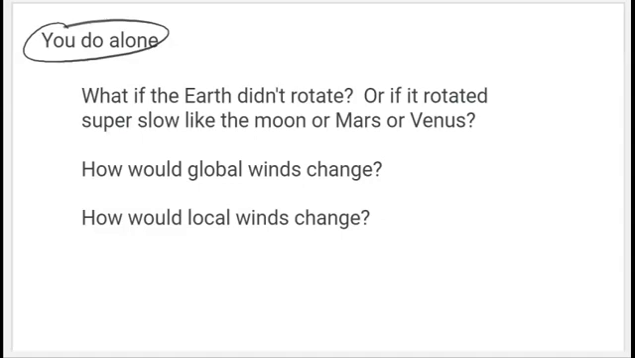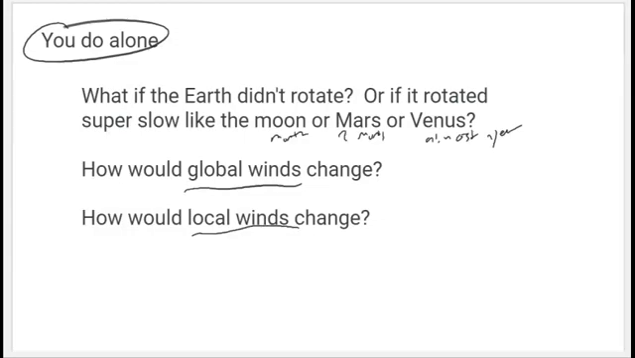The moon takes like a month to rotate. Mars takes like 2 months to rotate. Venus takes almost a year to rotate. They rotate really, really slow. So what if the Earth didn't rotate, or if it rotated really slow? How would global winds change? How would local winds change?